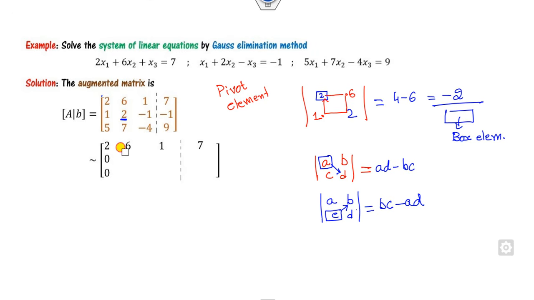So let's see how you can solve this. This is my box element. The previous value of this is my 2, and other elements are there. So what is that?